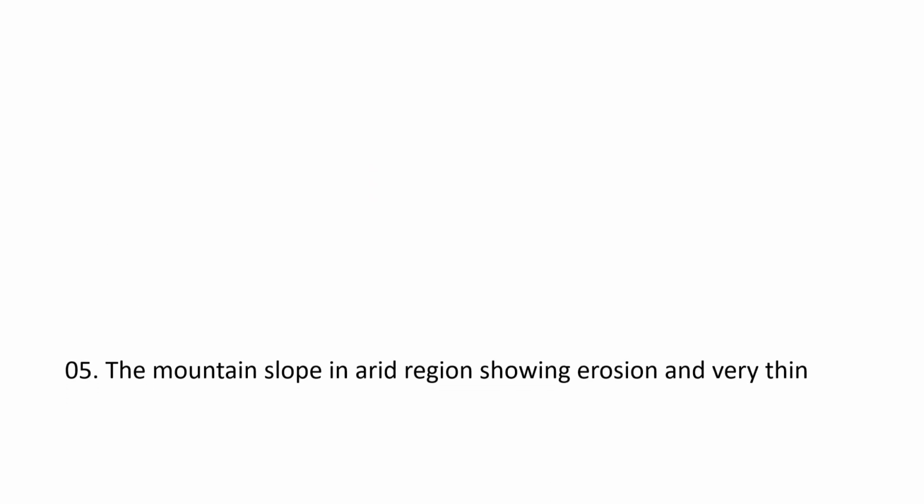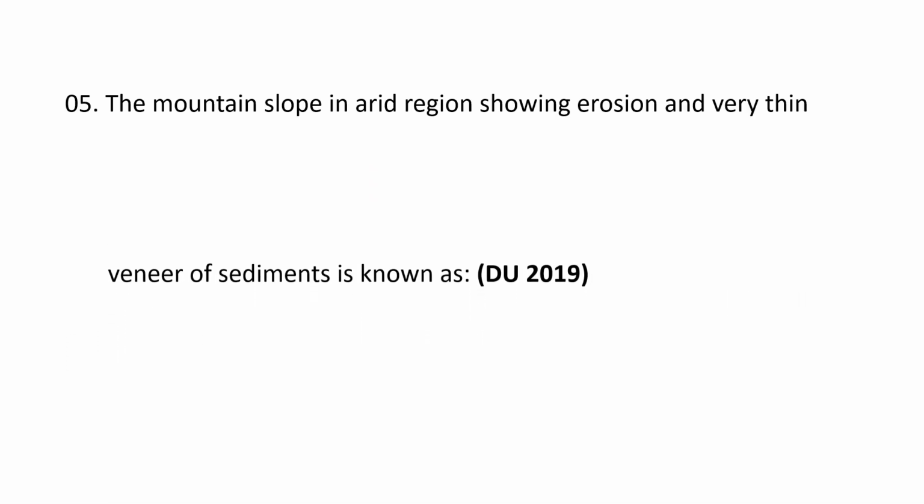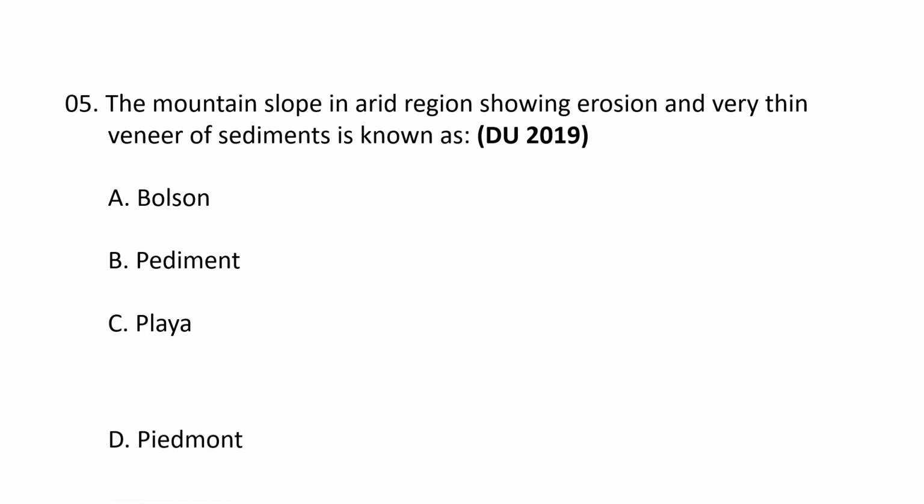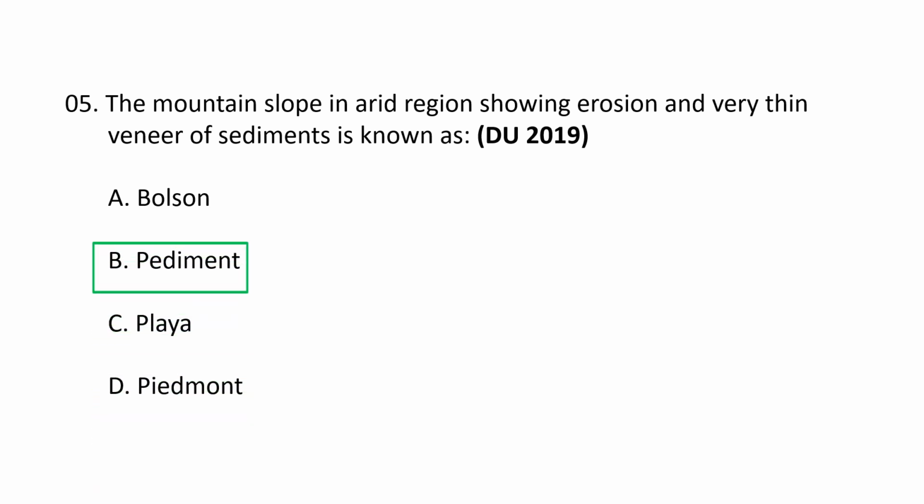Next question. The mountain slope in an arid region showing erosion and a very thin veneer of sediments is known as A. Bolson, B. Pediment, C. Playa, D. Pediment. The correct option is B. Pediment. A mountain slope in an arid region showing erosion and a thin layer of sediments is typically called a pediment. Pediments are generally sloping bedrock surfaces found at the base of a receding mountain in arid and semi-arid areas. And these are formed by the erosive action of running water, often as sheet floods during intense rainfall events.